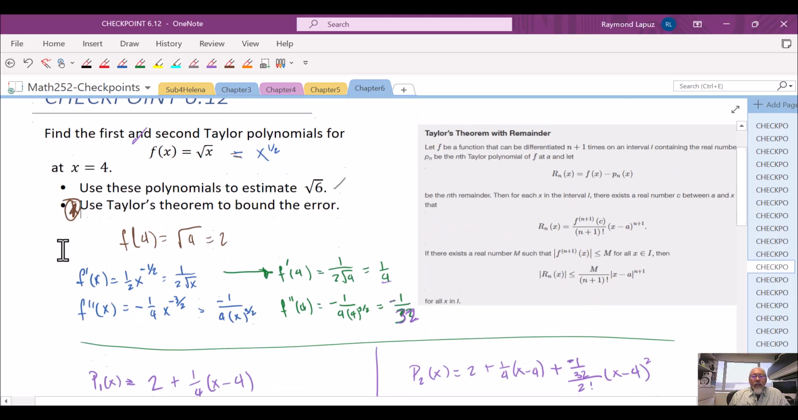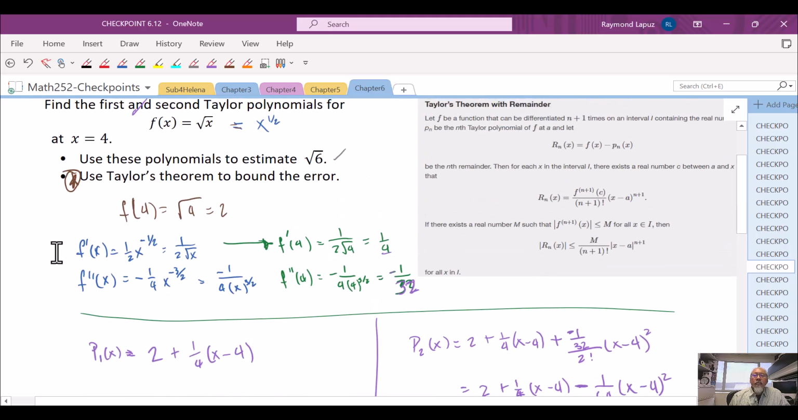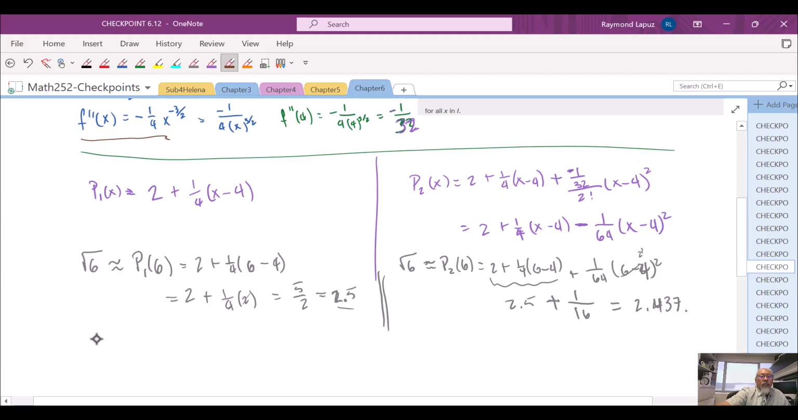So to figure out the error for the first polynomial, we need to go to the second derivative, and then we're going to evaluate it at some value that would give us the maximum. And this is going to be within some interval between x and a. So our x is equal to the number that we're putting in, 6, and our a is equal to our center point, which is equal to 4. Okay, so in other words, what we want to do is take a look at our second derivative.